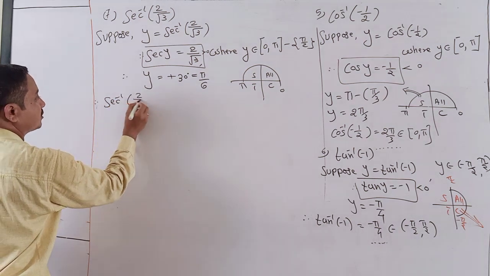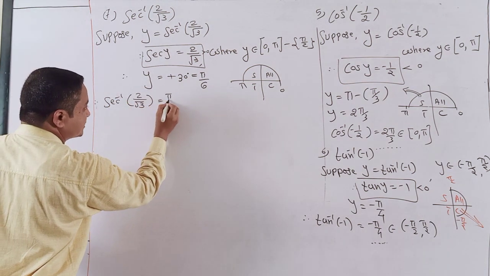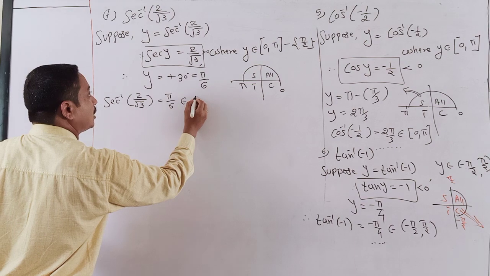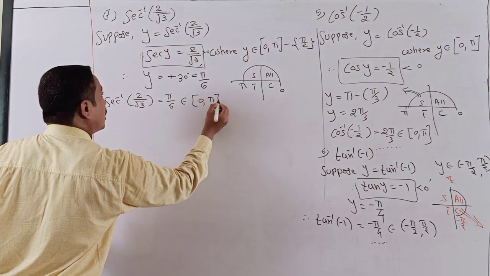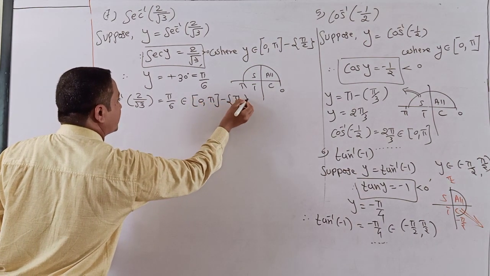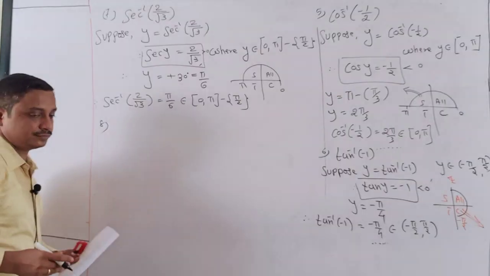Sec inverse 2 by root 3 is pi by 6, but it belongs to our range. Necessary, shown: 0 to pi minus pi by 2.